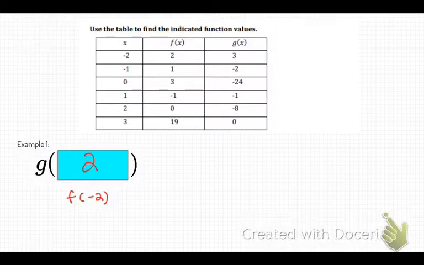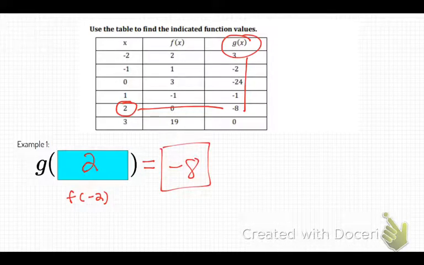Are you always going to give us a table? I will always give you a table for this kind of problem. So what is g of 2? How are we going to find that? I go to g, and to 2 on my x, and where do they meet up? At negative 8. So that's going to be this answer, okay? Is that okay? Yes, this is how we do all of the tables. Tables are always the same, okay?